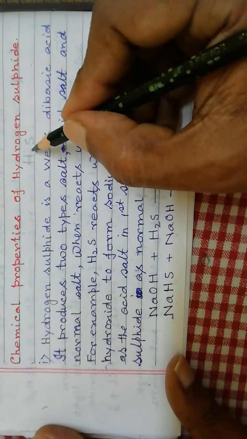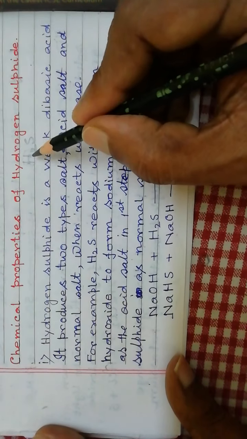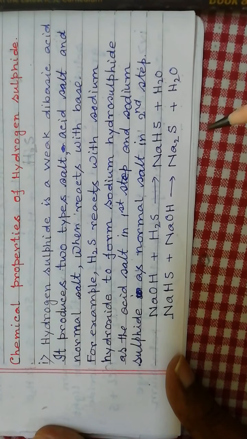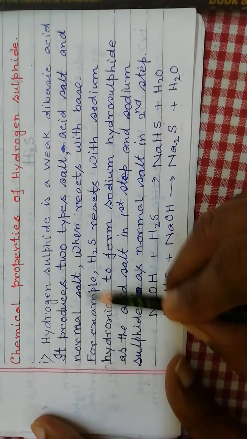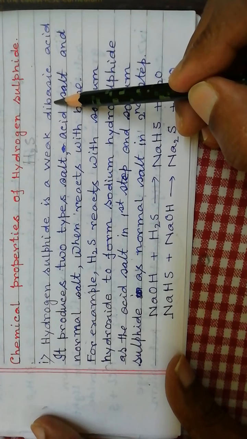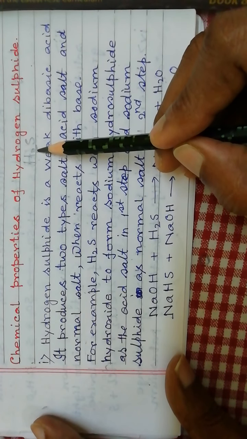It has two replaceable hydrogen atoms, and these hydrogen atoms are displaced by metal and form two types of salt, acid salt and normal salt. And that is why H2S is a weak dibasic acid. That means its basicity is 2.